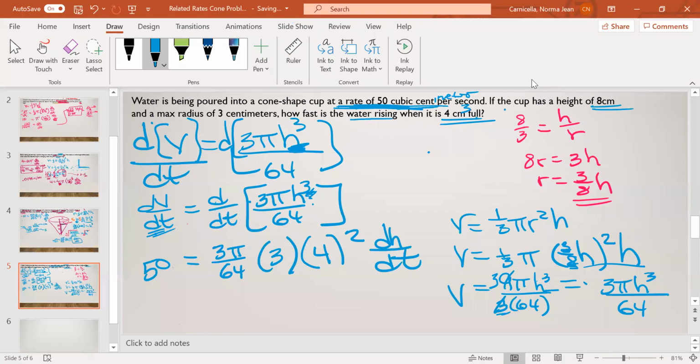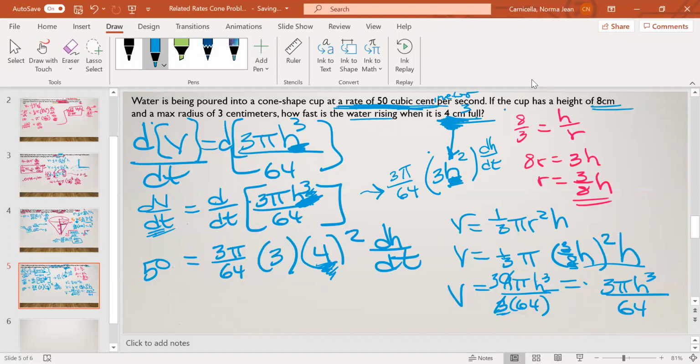And the 4 comes because when you take the derivative, let me rewrite this part. You're going to have 3 pi over 64. When you take this, it's going to be times 3h squared dh dt. And h, the 4, is when it's there. So that's what I'm plugging in. And I don't know dh dt. So that's where I got the 4. I took the derivative, got this, and then plugged in h.